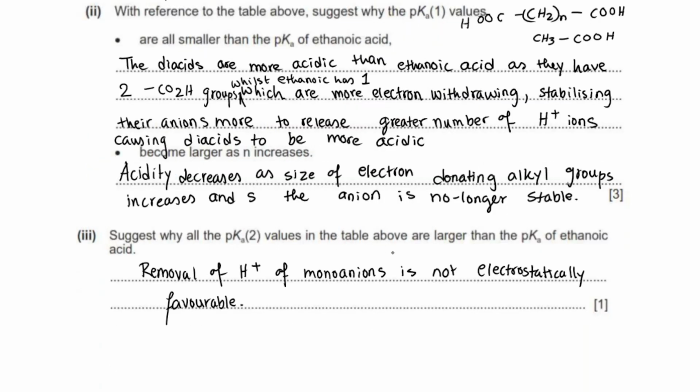So this means that hydrogen ions are not easily released from the monoanions. Therefore, we write that the removal of hydrogen ions from the monoanions is not electrostatically favorable.